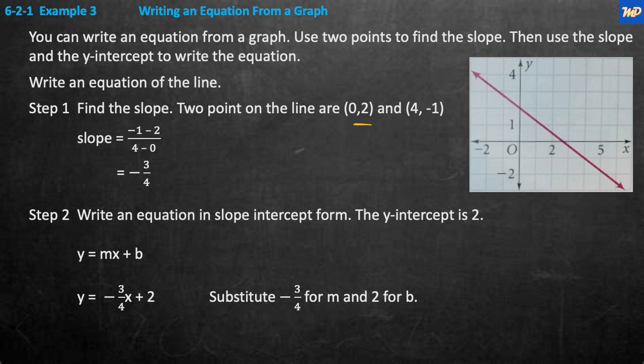This one is the starting position, and the second one, 4 comma minus 1, is our ending position. Keep in mind there's a starting position and an ending position, and usually we always do this starting from the left, going to the right. In this case, the line is pointing downward, so the slope is going to be negative. We know that right off the bat.